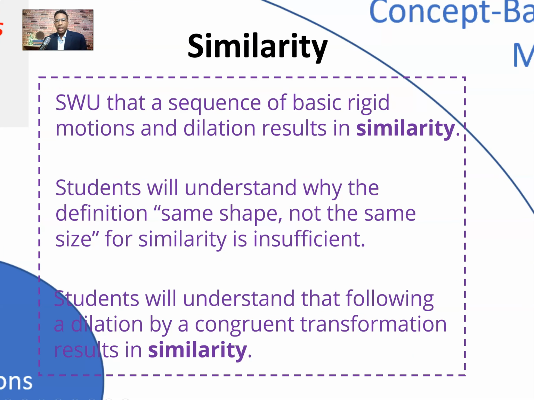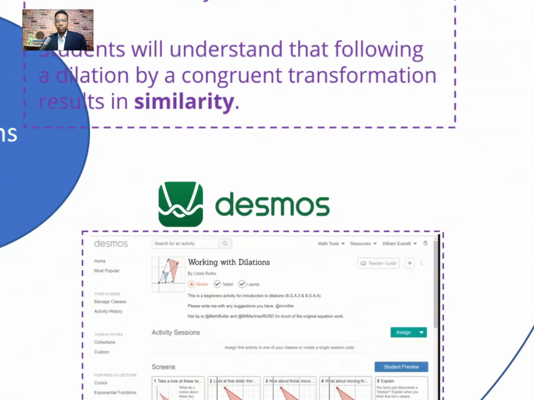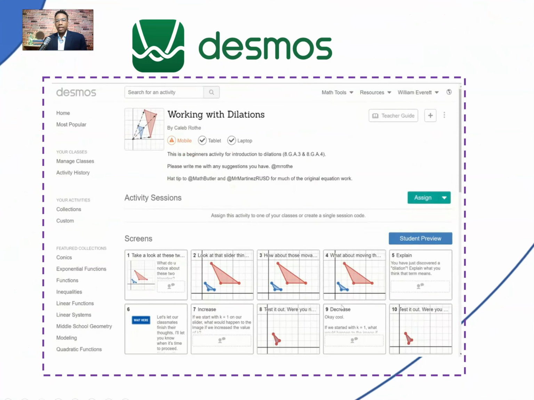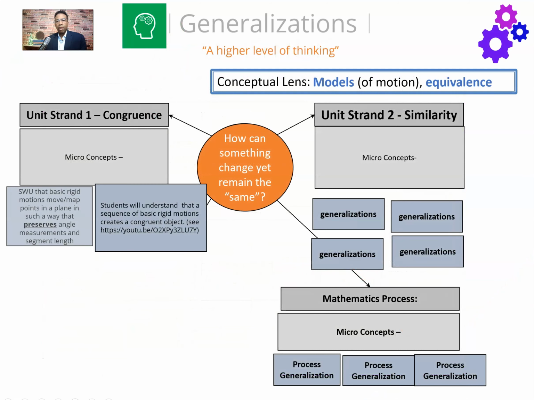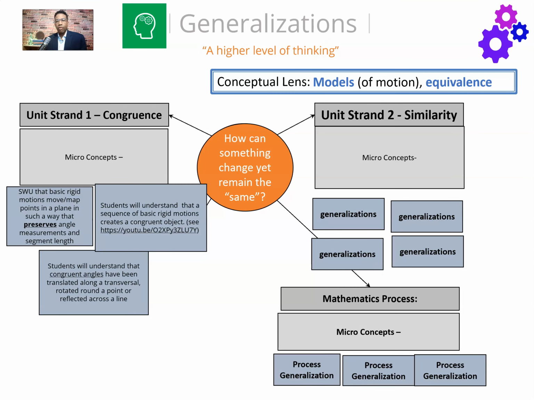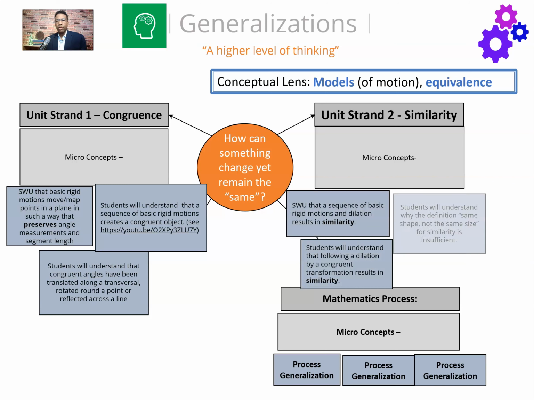Likewise, I went to Engage New York and pulled some generalizations from those books as well. And here is another free resource from Desmos on dilations. All right, so we're moving right along. We have our generalizations for our unit web, for congruence, similarity. Well, some of you may be wondering, what are these micro concepts?